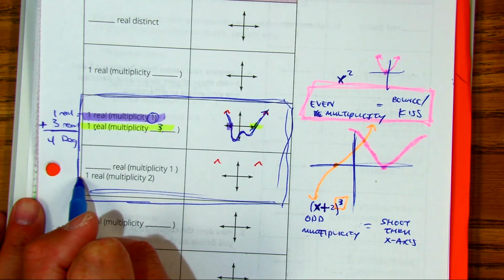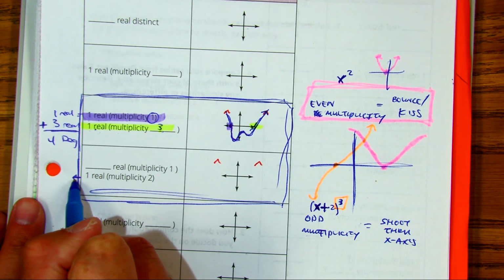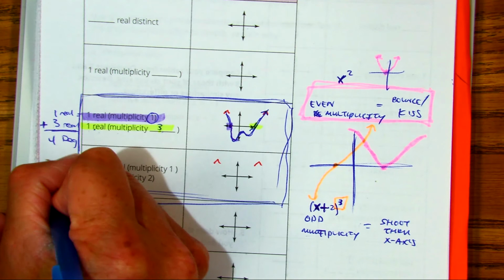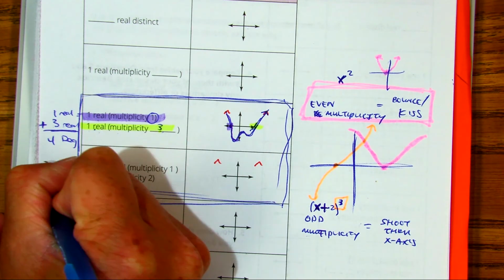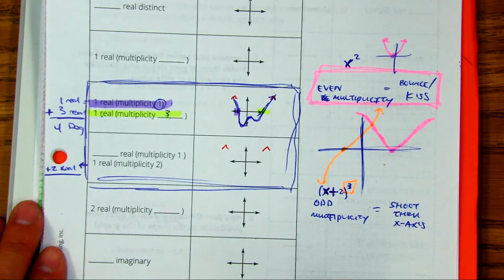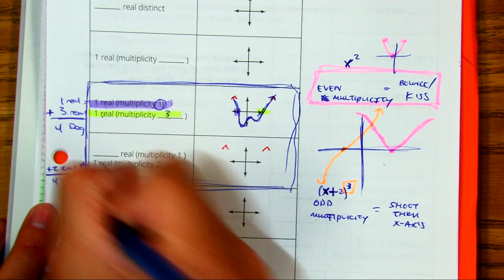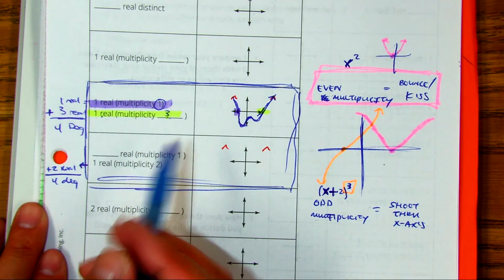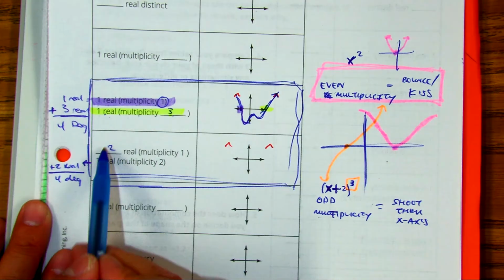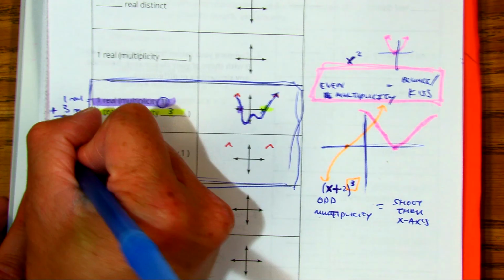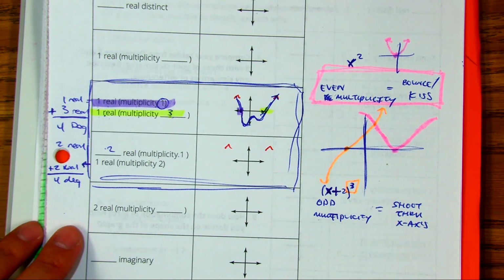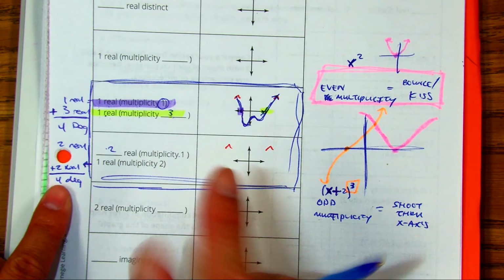Class, what does this mean? 2 reals. What's my degree? Okay. Think of a number that goes in there. Don't say it out loud. Show me with your fingers. 2 times 1 is 2 reals. Okay, let's graph this. So I have a 4th degree, even. Starts up, ends up.